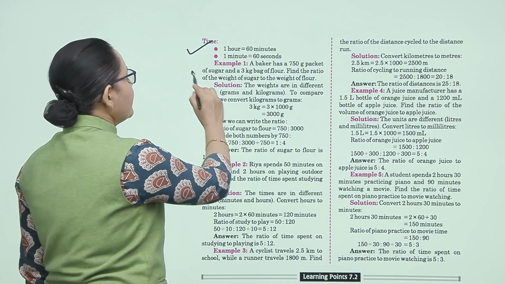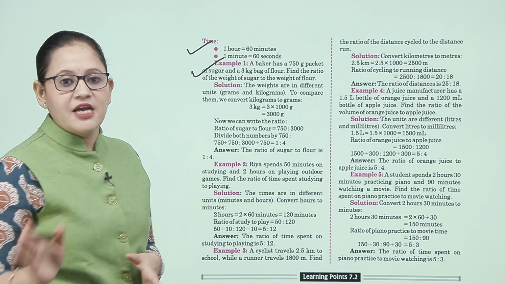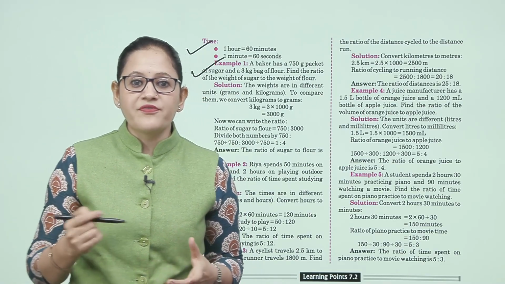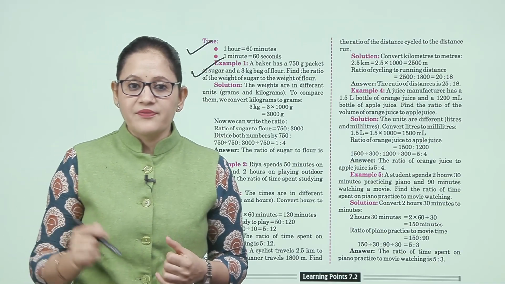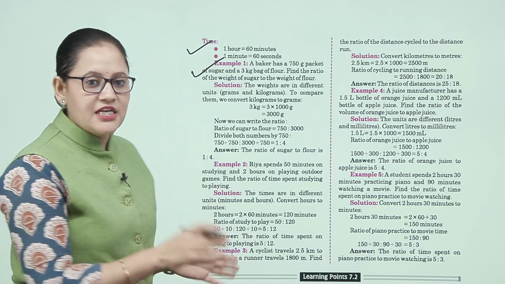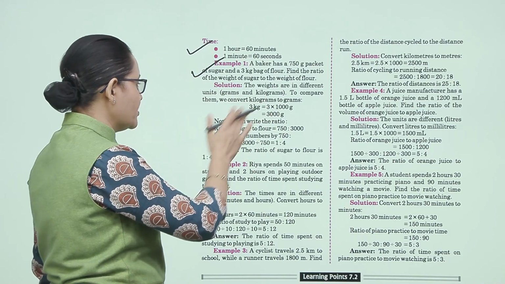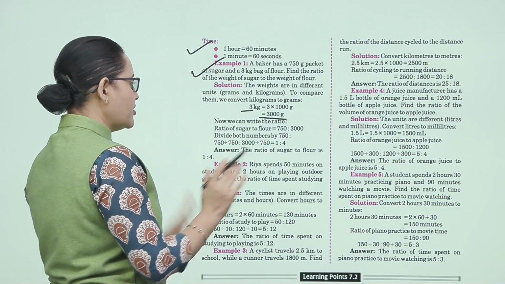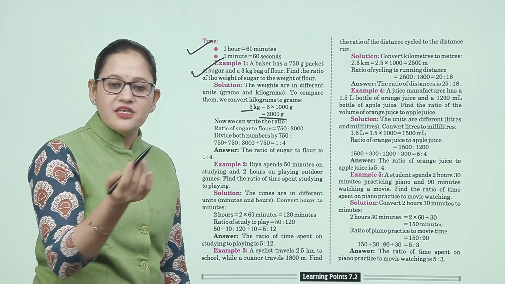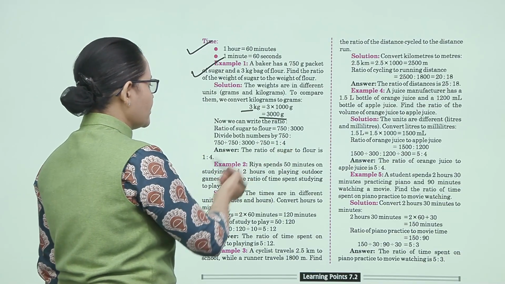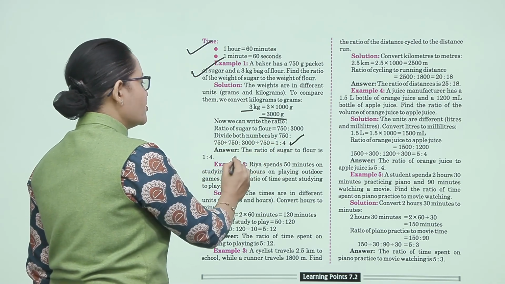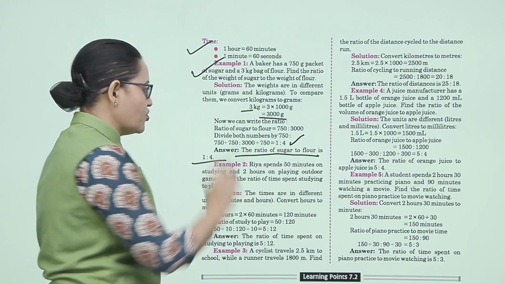Now we'll take an example here. A baker has 750 gram packets of sugar and 3 kg bags of flour. Find the ratio of the weight of the sugar to the weight of the flour. The weights are in different units, so first we'll convert them into the same unit. 3 kilograms equals 3000 grams. Now the units are the same, so we can compare the ratio 750 to 3000. Changing into simplest form, that is 1:4. So the ratio of sugar to flour is 1:4.